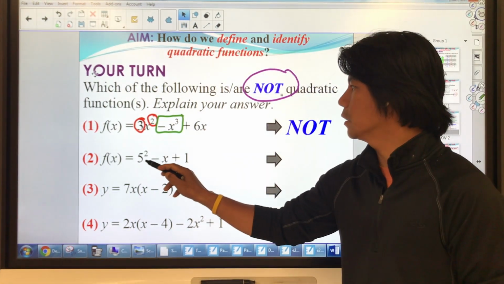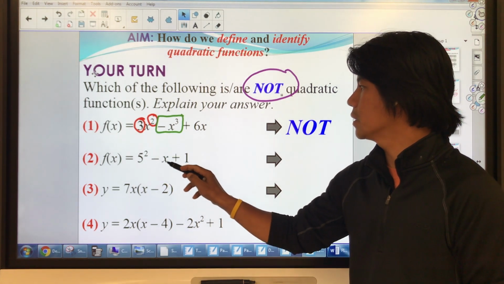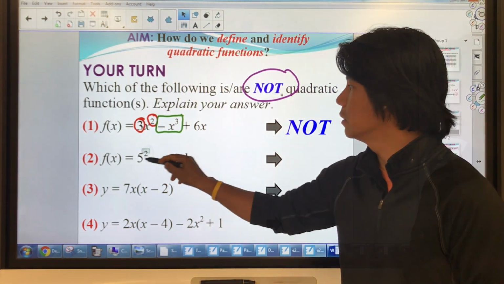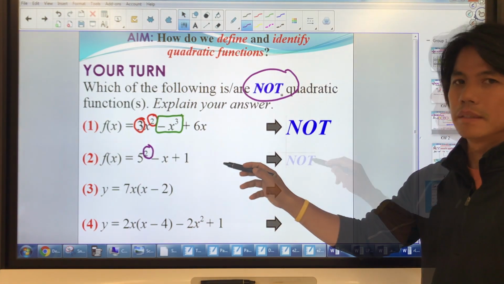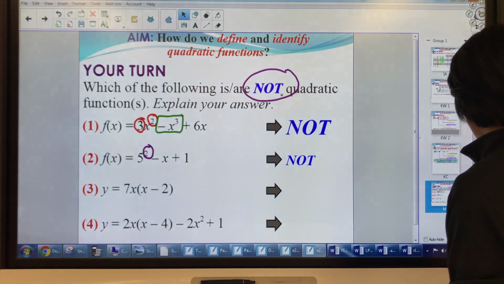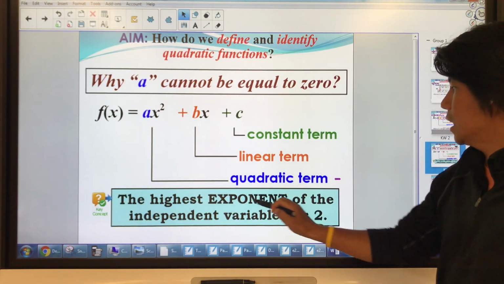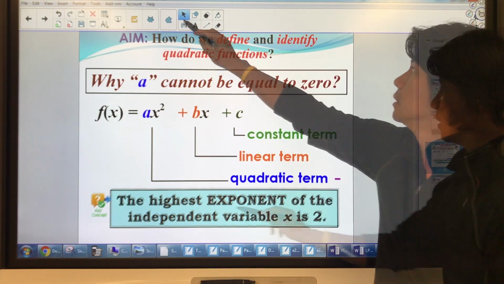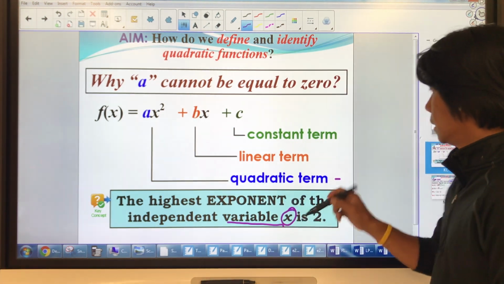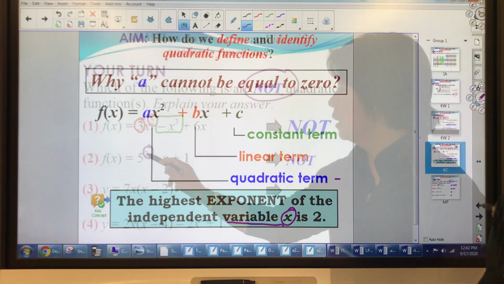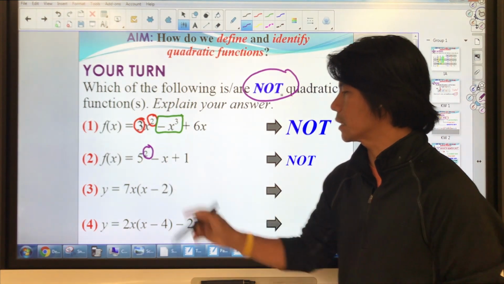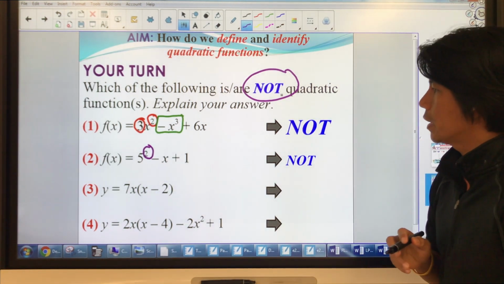F of x is equal to 5 to the second power minus x plus 1. I see a second power, but is that a quadratic? Again, going back to the key concept, it should be the highest exponent of what? The independent variable x. In this case, the base of exponent 2 is 5, not the variable x. So this is not a quadratic function.